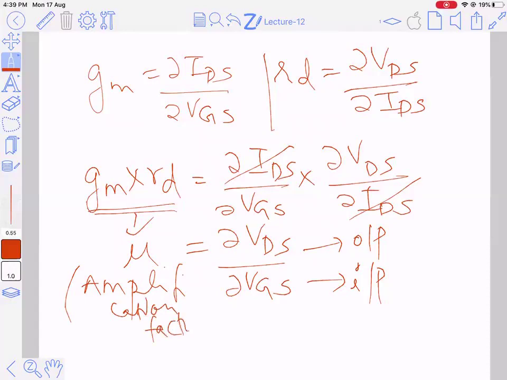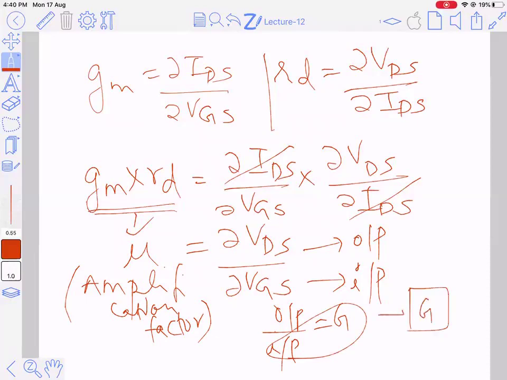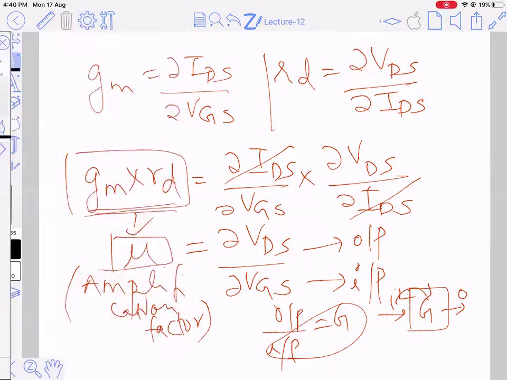That is gain. Output by input is nothing but gain, right? Output is gain into input. So if you have a system which has some gain, this is the input, this is the output. Output is gain multiplied by input. And this GM into RD is called mu, which is nothing but the amplification factor.